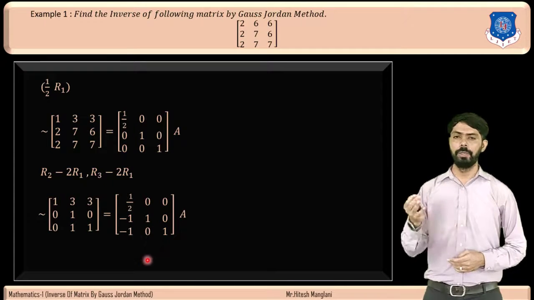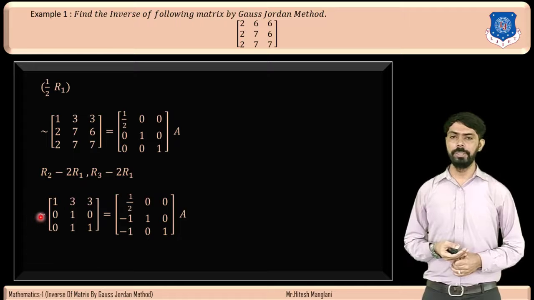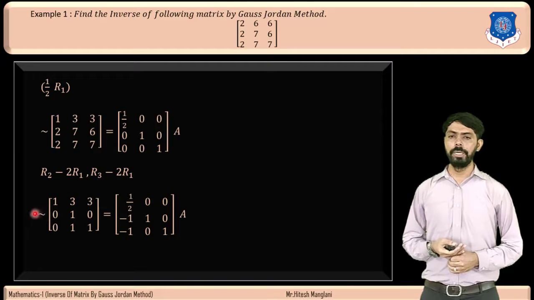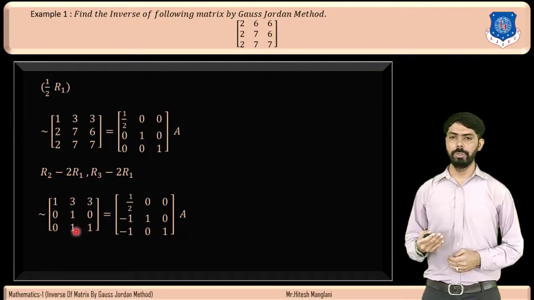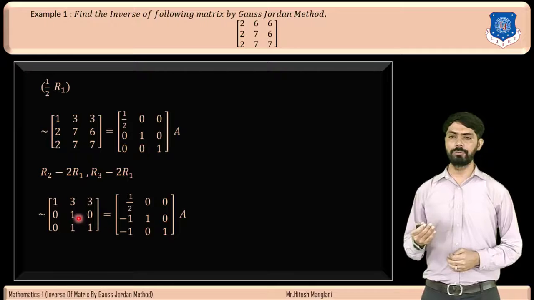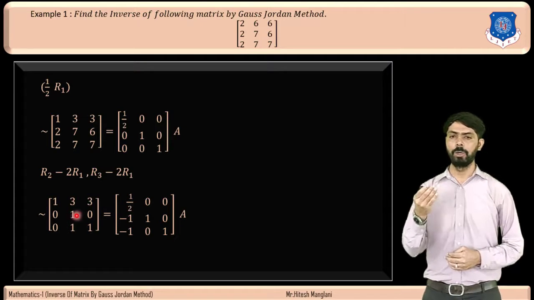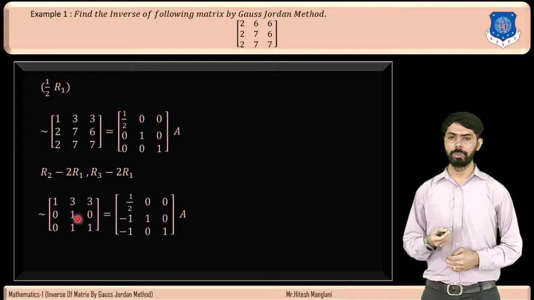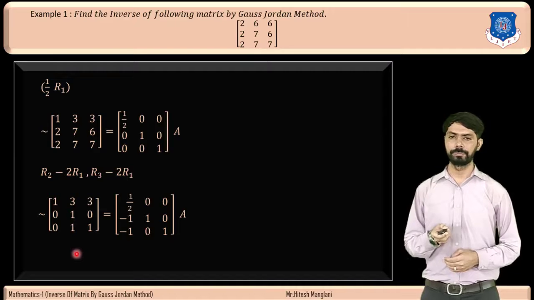Now if you look at the left hand side, the leading entry is 1 in the second row, but all entries below the leading one should be 0. Therefore, we will have to convert this 1 into 0. For that, we will subtract row 2 from row 3, so we will use the row operation R3 minus R2.